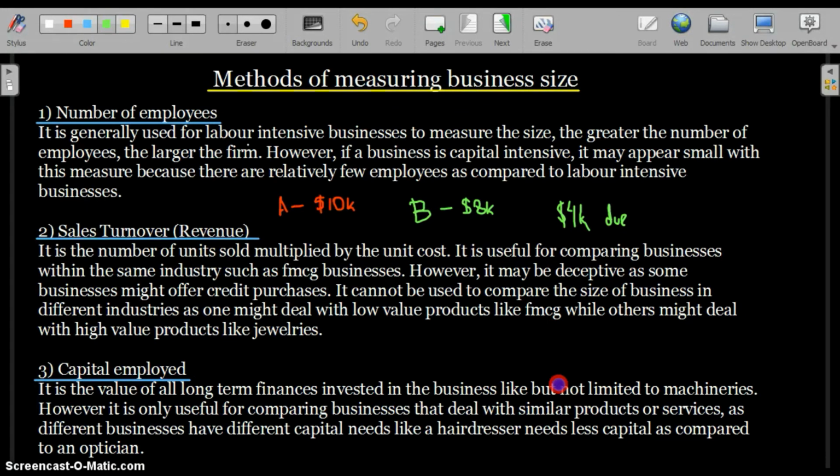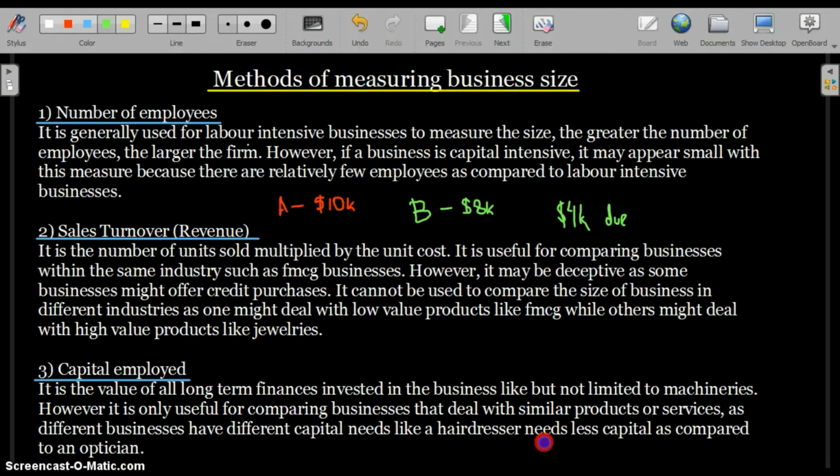It is only useful for comparing businesses that deal with similar products or services, as different businesses have different capital needs. Like a hairdresser needs less capital as compared to an optician. So let's assume they both have the same number of employees, but they both vary. The qualification needed for both of them is quite different, and the sales turnover will also of course be different.